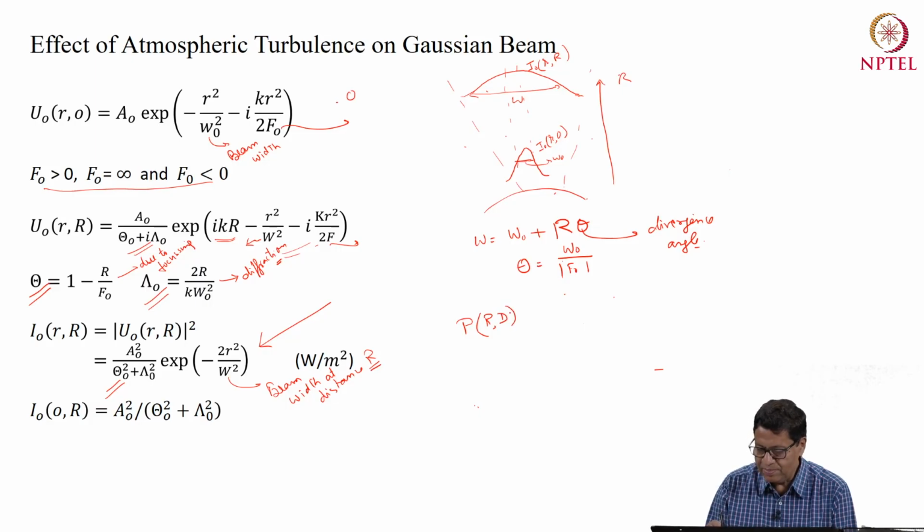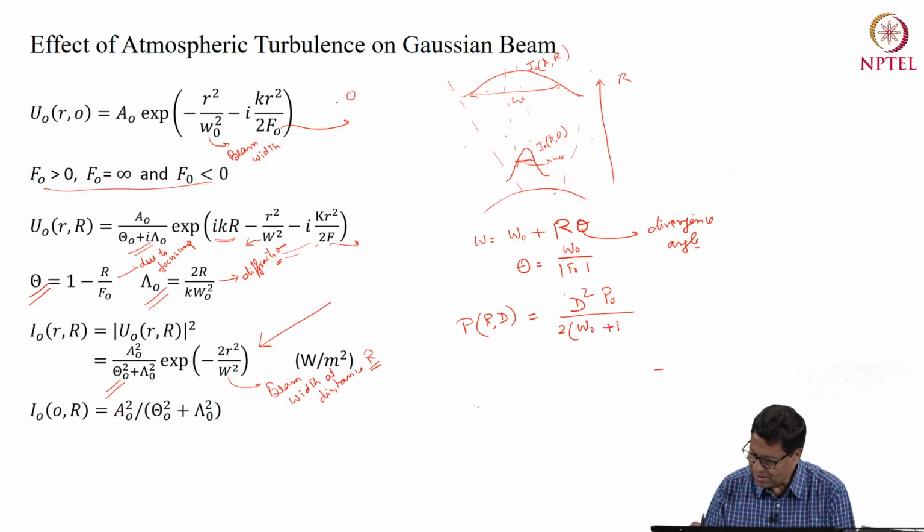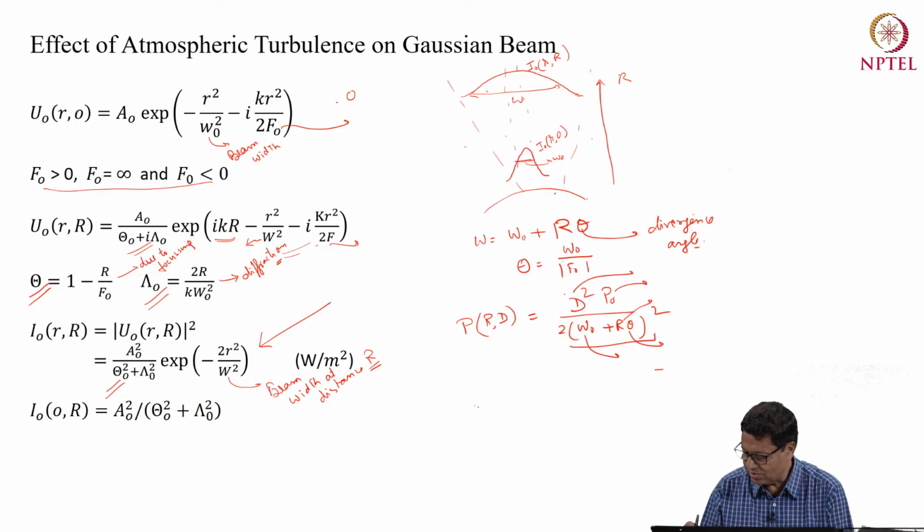So the power received P_R(D) at a range r, or at a distance r, is given by D square P naught, where P naught was the initial power, divided by 2 into (omega 0 plus r theta) whole square. So basically the received power depends on your receiver aperture diameter. This was the initial power with which the Gaussian pulse was transmitted, this is the initial width, this is the range part, and this is the divergence angle. This whole thing gives you the increase in the beam width size, and the power received is given by this.